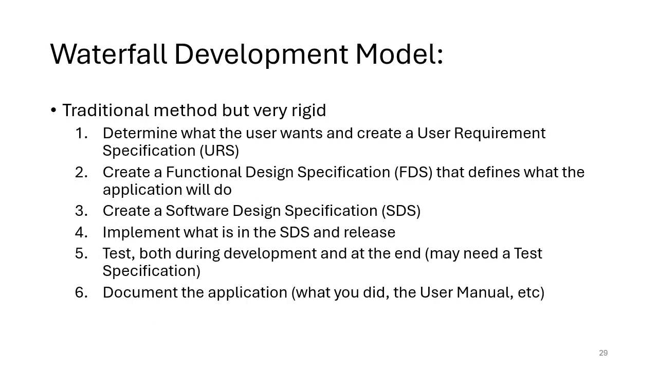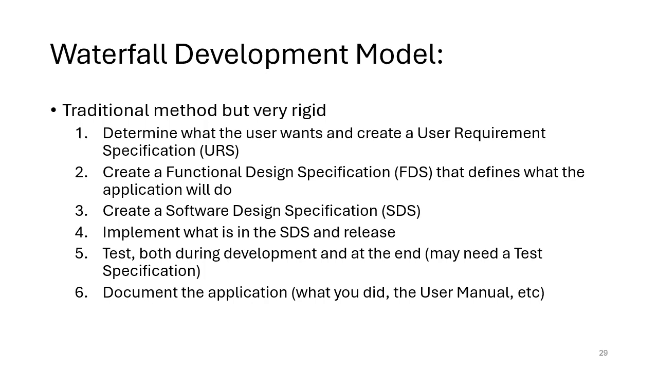So the project manager may just use that waterfall development model that we mentioned earlier. Traditional method, but very rigid. Define the URS, create the FDS, create the SDS, implement what's in the SDS and release. With, of course, testing and documentation. As I mentioned, quite challenging because how do you deal with changes? How do you deal with issues that maybe the URS doesn't meet what the user requires? How do you manage that you can't do what you want to do after it's been requested you do it?